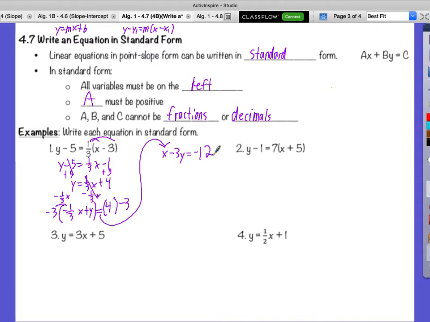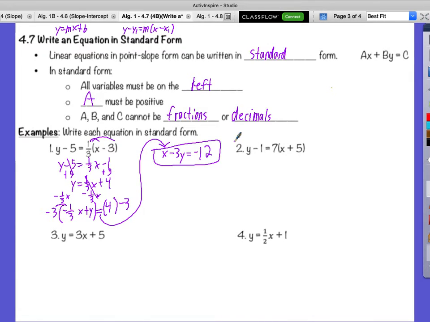So now did we fit our qualifications? All variables on the left? Yep. A must be positive? Yep, it's positive 1. And they can't be fractions or decimals. Do you see a single fraction or decimal? Nope. And we have it in the form ax plus by equals c. So in this case, what is our a? What's with the x? 1. What's our b? -3. And what's our c? -12.